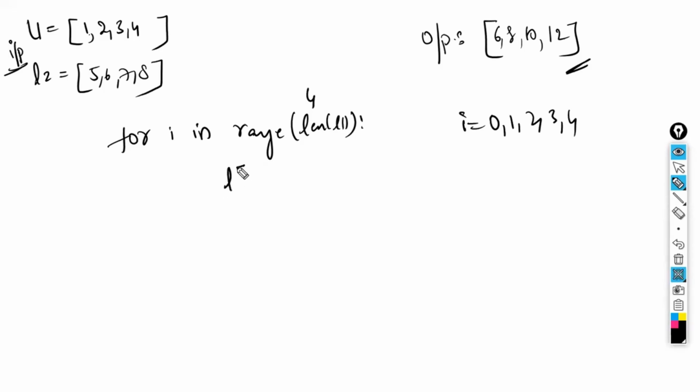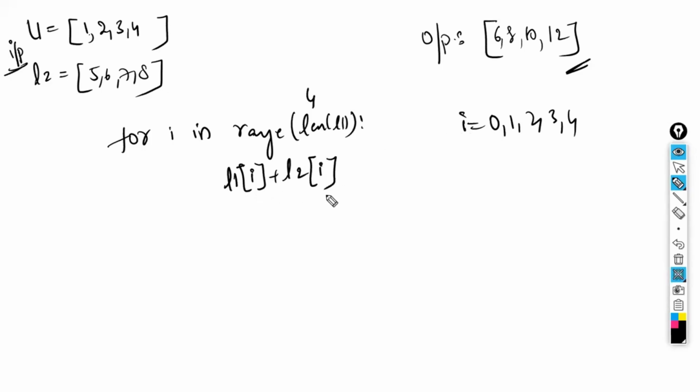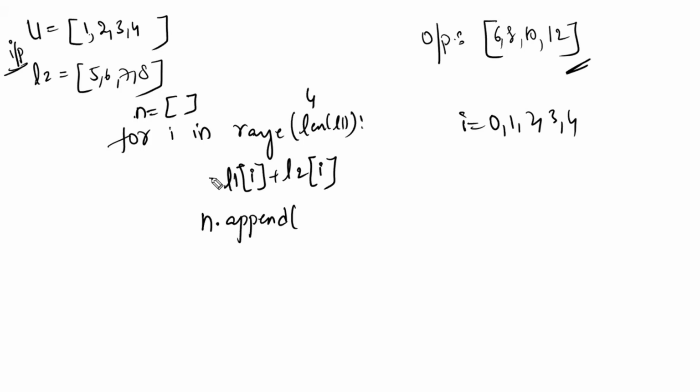Now what I'm going to do is L1 of i plus L2 of i. First it considers 0, so L1 of 0 plus L2 of 0, that is 1 plus 5, which is 6. This 6 has to be appended into a new list. So the new list I'm going to write as n, n is equal to an empty list, and I'll use n dot append for this value. First I have to store it in a variable called v, and I'm going to append the value of v.